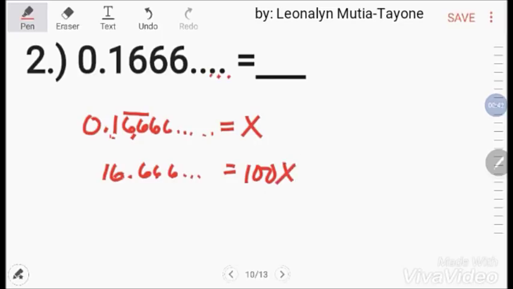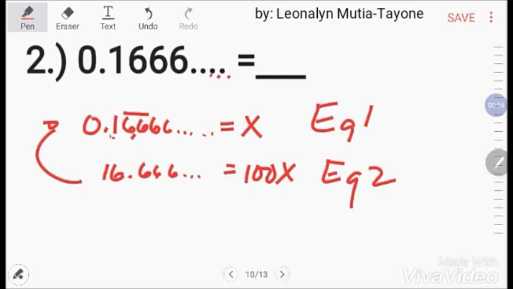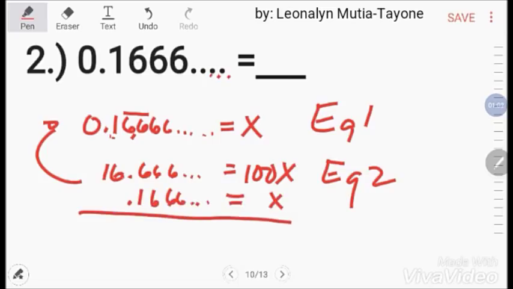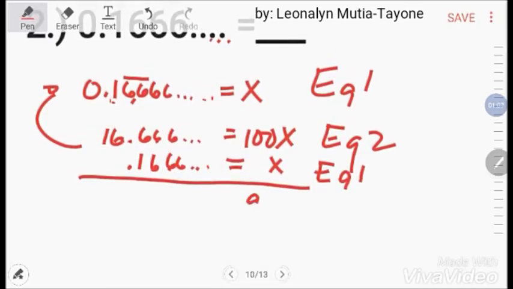So, x times 100 will be 16.666. Ito yung equation 2 natin, and 0.1666 ito yung x, equation 1. I-minus natin. Si equation 2 minus equation 1. This is 99x equals, cancel na yan. So, 0.6 minus 0.1 and that is 0.5.